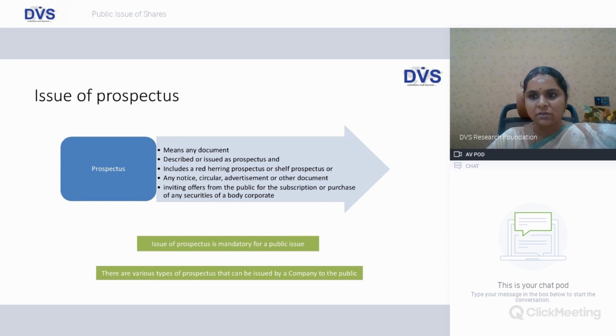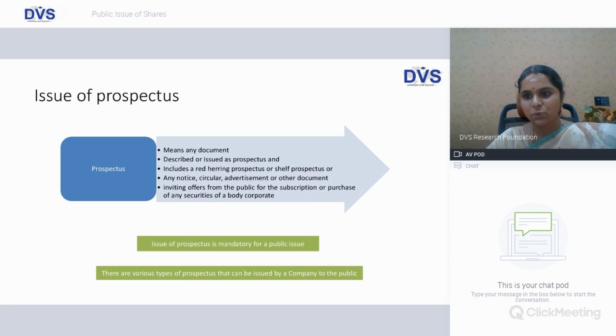What is prospectus? Prospectus is defined under section 2 subsection 70 of the Companies Act. It says any document which is described or issued as prospectus. So the title of the document is prospectus. This is an inclusive definition, friends. It says it includes RHP, red herring prospectus, or shelf prospectus. We'll be discussing in detail in the respective slides.